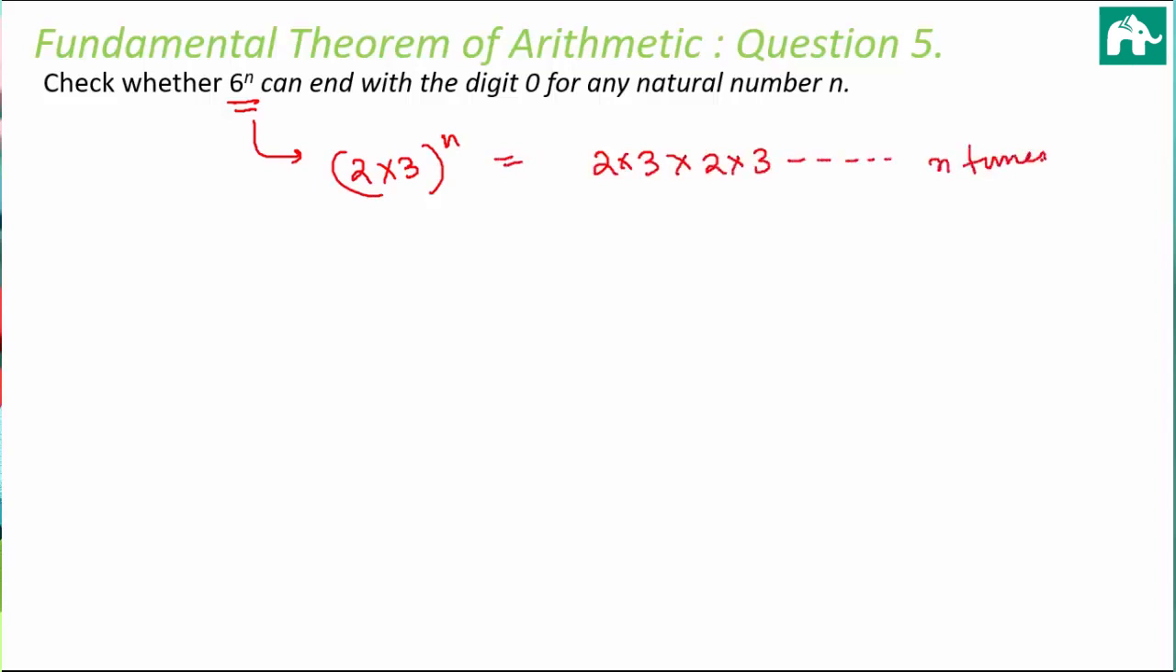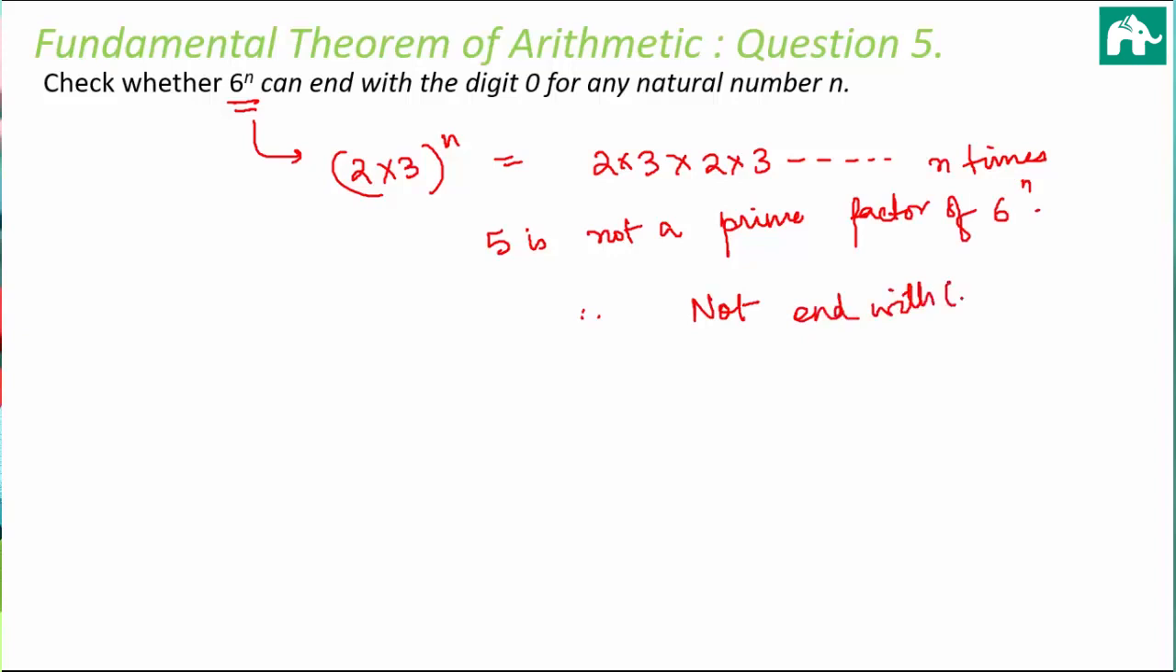So do you see a 5 anywhere? No. So 5 is not a prime factor of 6 to the power n. Therefore it cannot end with 0.